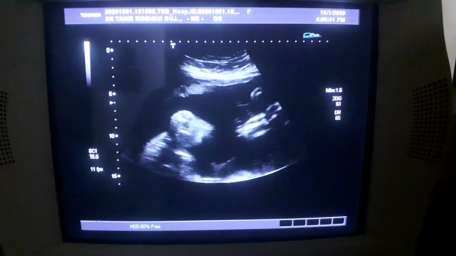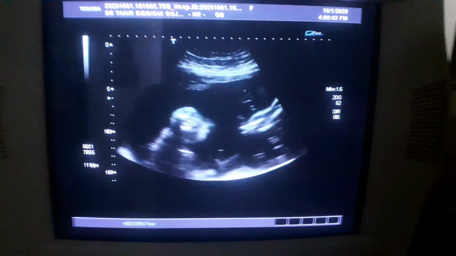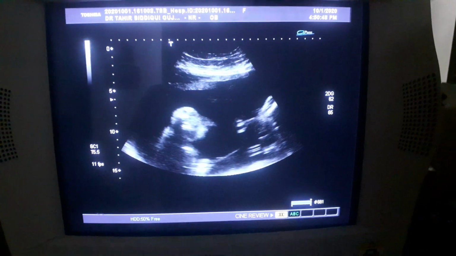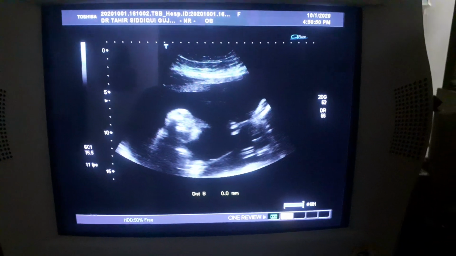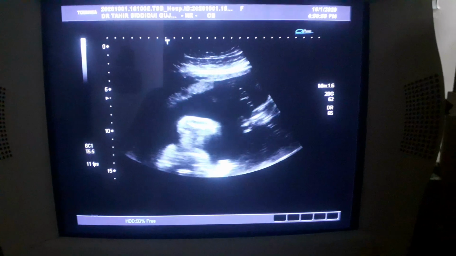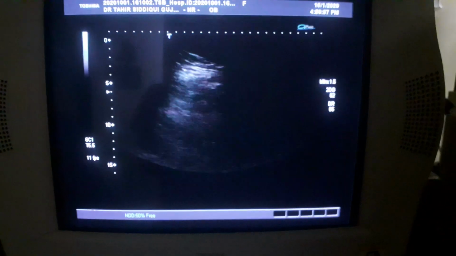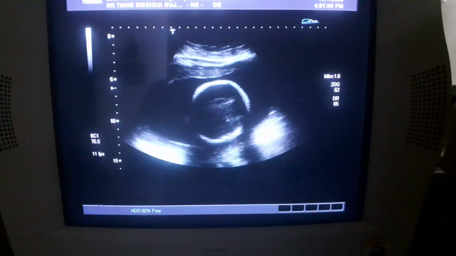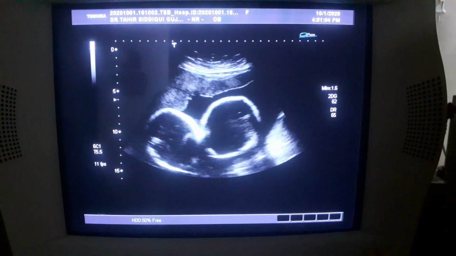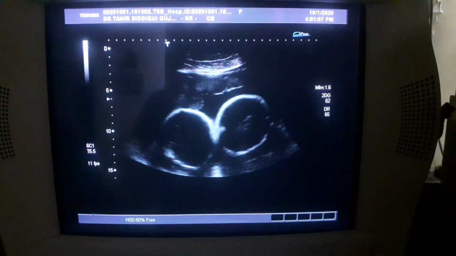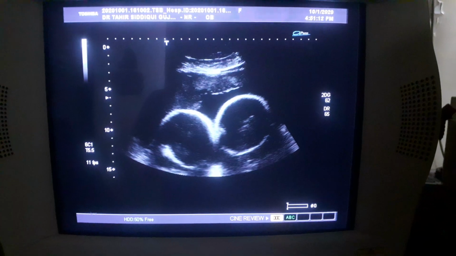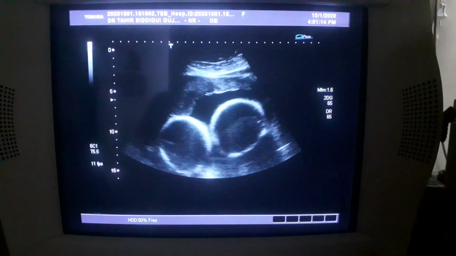Well, this is a case of 26 to 27 weeks pregnancy. It is a twin pregnancy. As we can see, this is the transamniotic membrane, and if I show you that this is the head of the fetus, both fetuses are seen together. Both heads are in breech position.